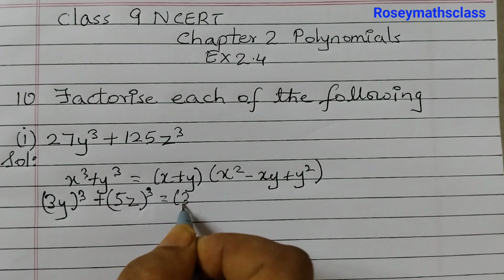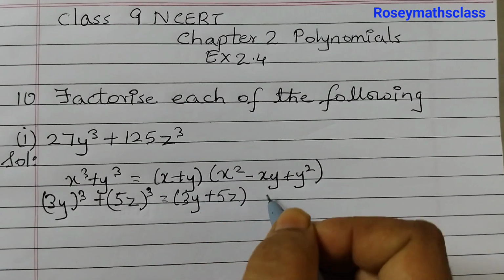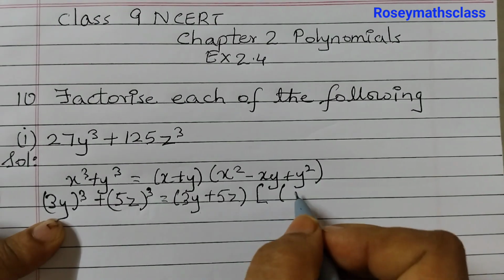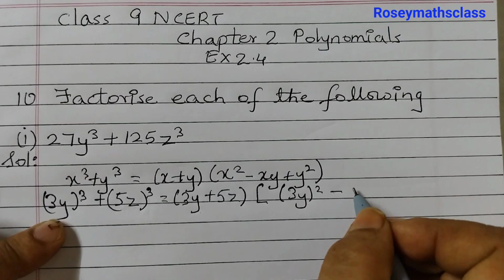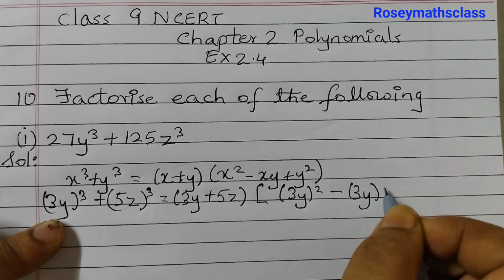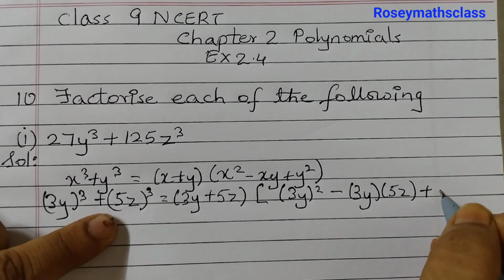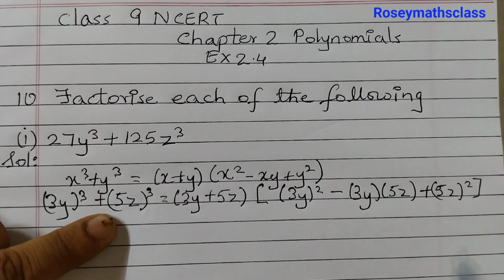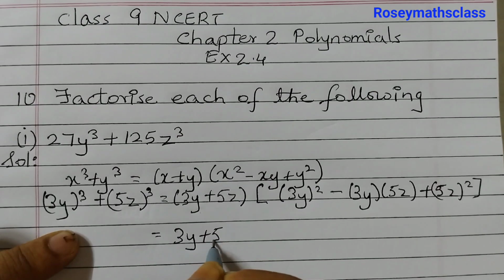So then 3y plus 5z multiplied by 3y squared minus xy, 3y into 5z plus 5z the whole squared, bracket closed. This will remain as it is. 3y plus 5z.